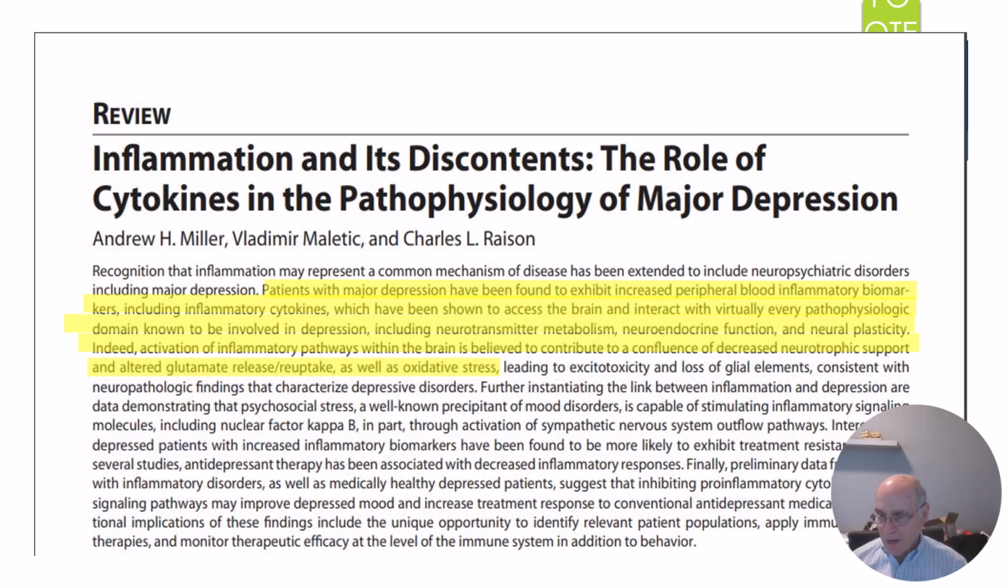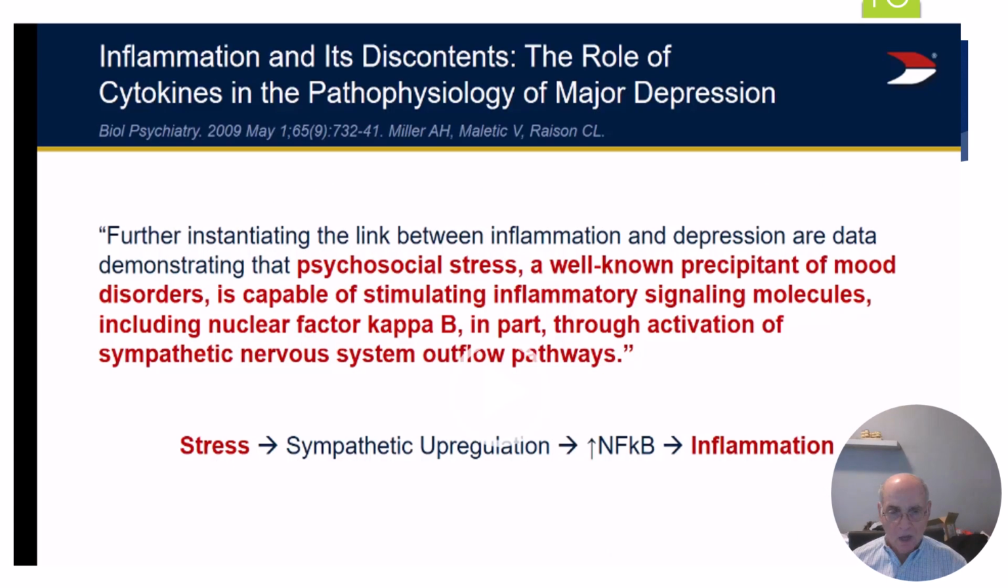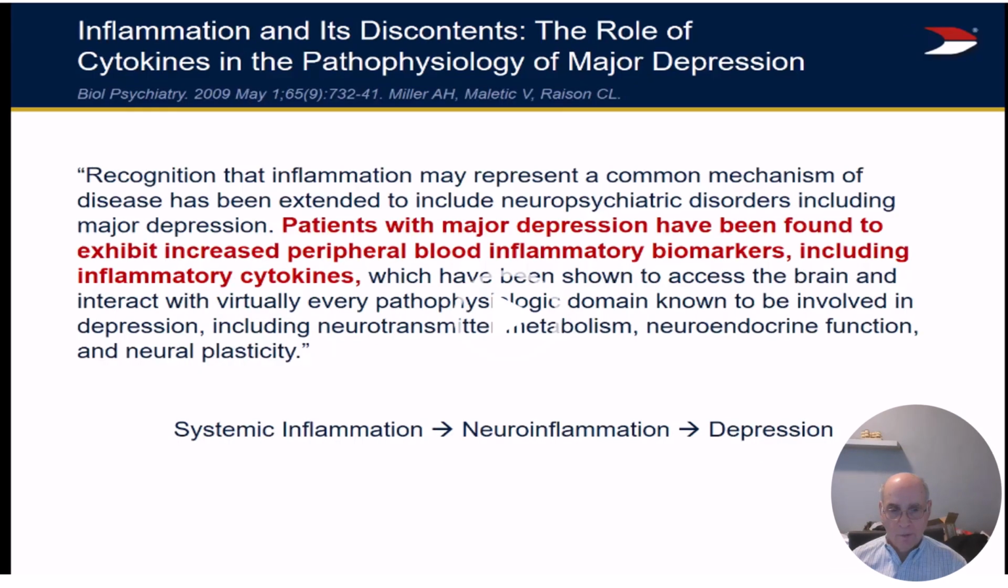So we know that inflammation leads to changes in the gut, and this is taken from a paper published in 2009. But I think it's important to note, and this is a good clinical pearl to remember, that stress leads to an upregulation of the sympathetic nervous system, which upregulates NF-kappa B, the most important transcription factor of inflammation, which ultimately leads to inflammation.